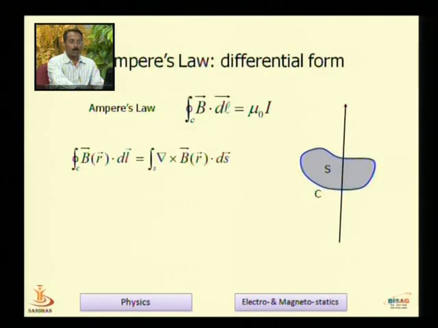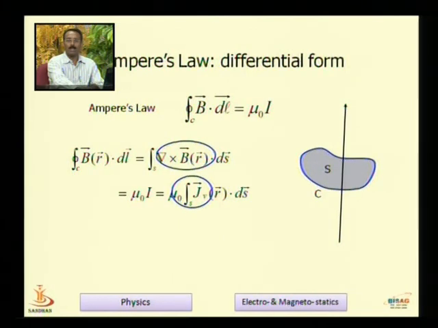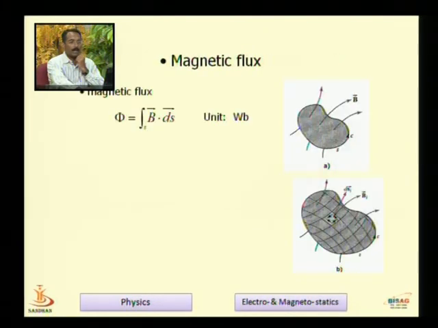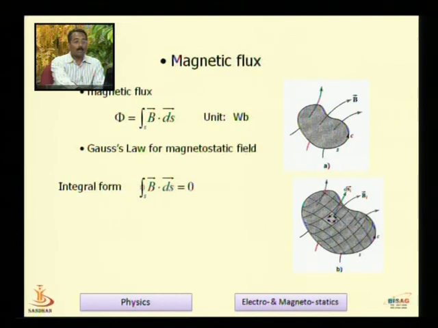One can also compute the differential form of Ampere's law, just as we did for Gauss's law. So this is the differential form of Ampere's law, which is also called curl of B is equal to mu 0 J, where J is the current density. This is the third Maxwell's equation, and we can define magnetic flux. Magnetic flux is integral of B dot ds, and the unit is Weber.